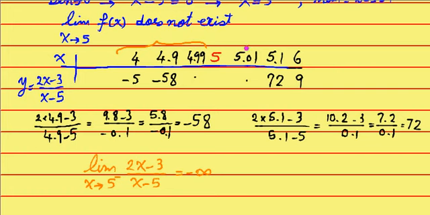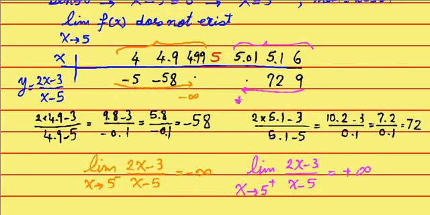On the other side, if you look at these numbers, you can conclude that the limit of (2x minus 3) over (x minus 5) as x comes close to 5 from above turns out to be plus infinity. So these numbers are headed to minus infinity, and these numbers are headed to plus infinity.